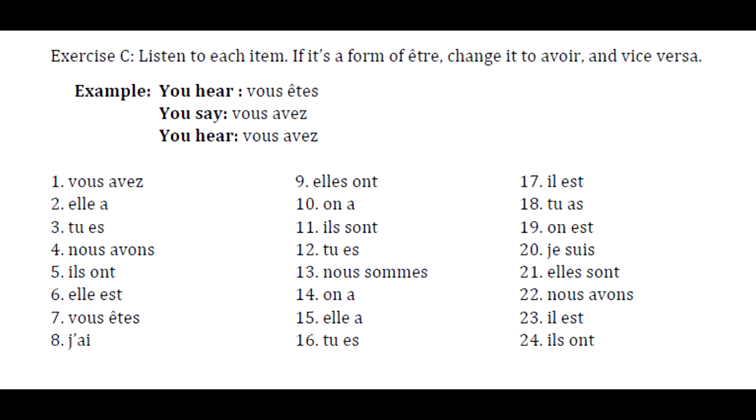Exercise C. Listen to each item. If it's a form of être, change it to avoir, and vice versa. For example, you hear vous êtes, you say vous avez. Then you hear the confirmation vous avez. Number 1. Vous avez.